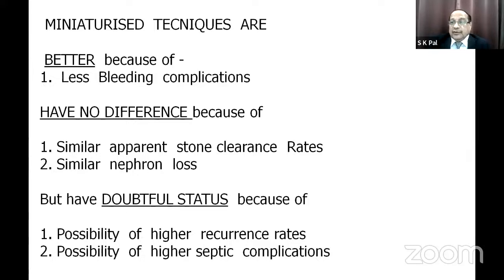So with this, now we have understood that miniaturized techniques are better because of fewer bleeding complications. Miniaturized techniques show no difference in stone clearance rates and nephron loss, which are similar. And they are of doubtful status because of the possibility of higher recurrence rates and higher septic complications. So when you are trying to reduce the size, you have to consider all these factors very well and then decide.